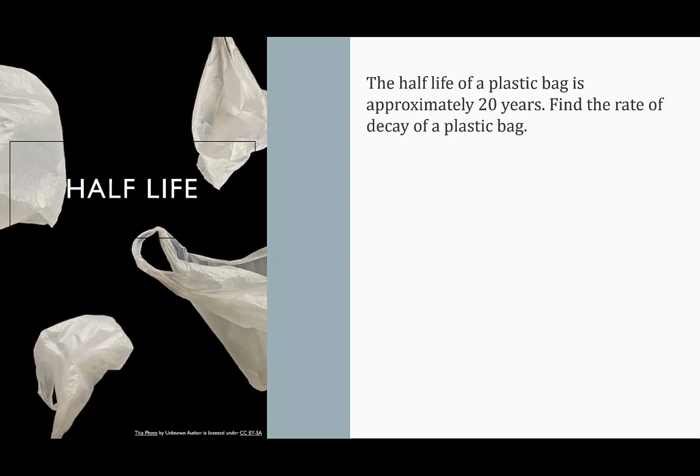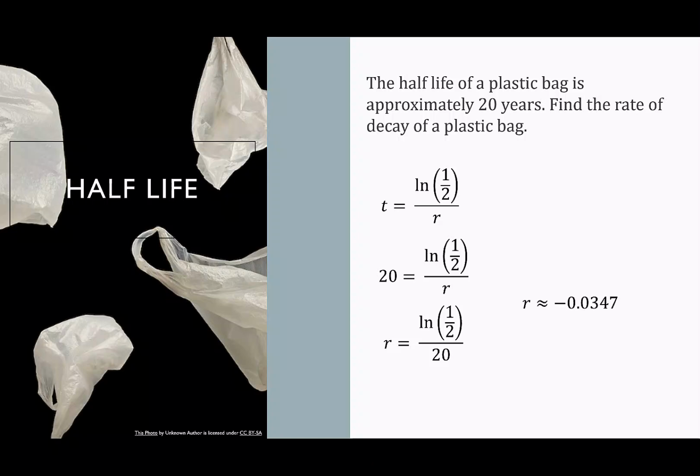We're given the half-life of a plastic bag is approximately 20 years. Find the rate of decay of a plastic bag. In the previous problems, we solved for T. This time we're given T, and we need to find R. We use the same formula, the natural log of a half over R is equal to T, and we plug in that T is equal to 20. To solve this equation, I move the R to the left, I move the 20 to the right, which gives me the natural log of a half over 20. I put this in my calculator, which gives me R is about negative 0.0347.